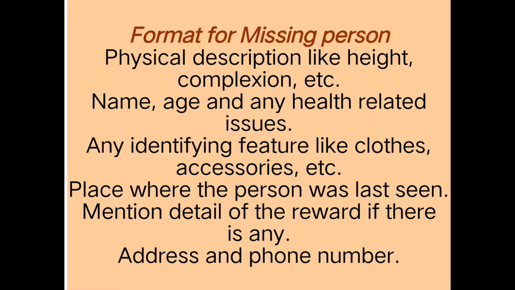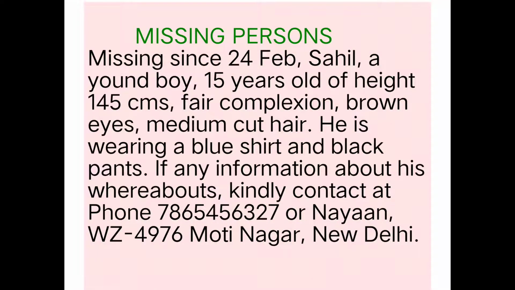Sometimes we notice 'gumshuda ki talash', something like that. So, this is the advertisement for a missing person that you have to write. So, let us see how to do it. This is the sample for a missing person. Missing since 24th February, Sahil, a young boy, this is actually a G, okay. By mistake it is typed D, it is young. So, please make it G. Young boy of 15 years old, of height 145 centimeters, fair complexion, brown eyes, medium haircut. He is wearing a blue shirt and black pants.